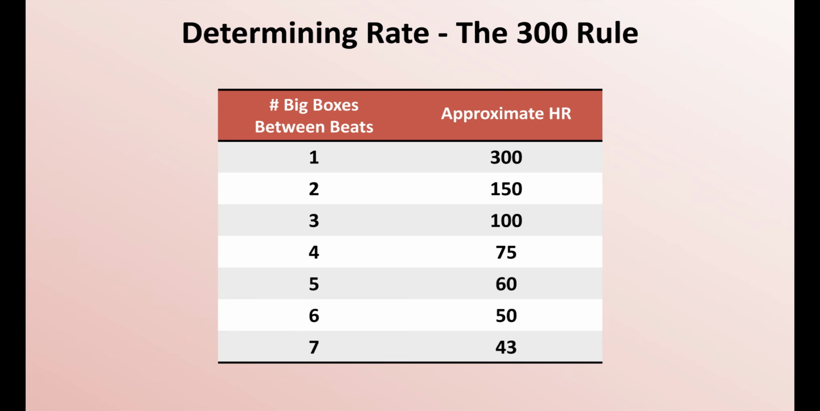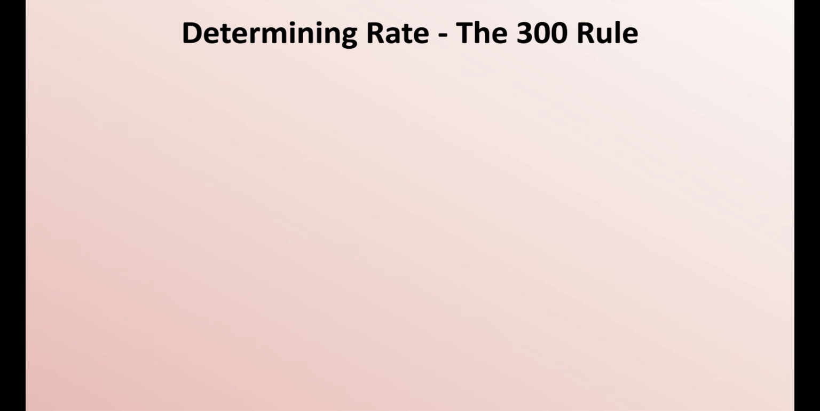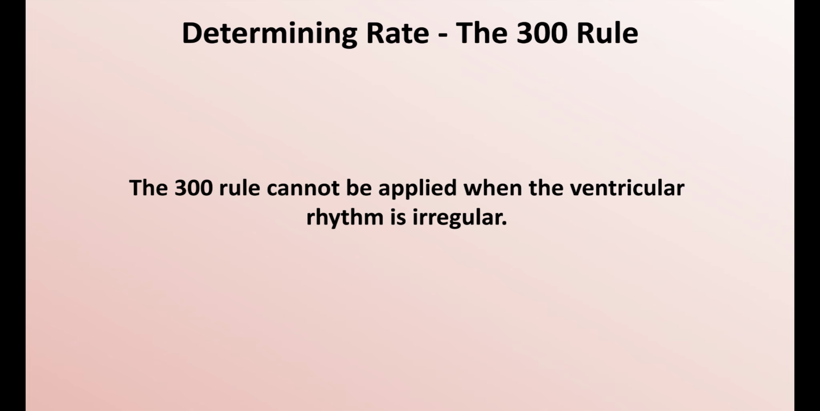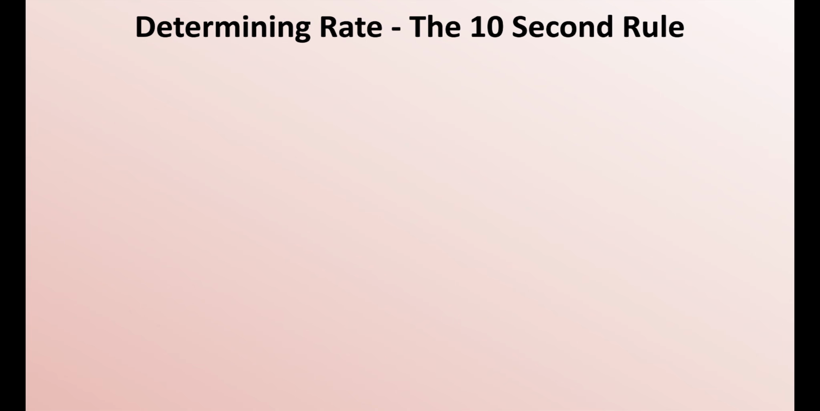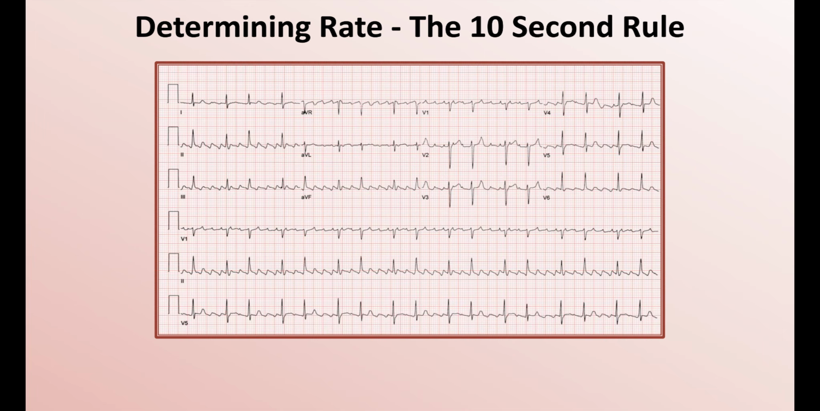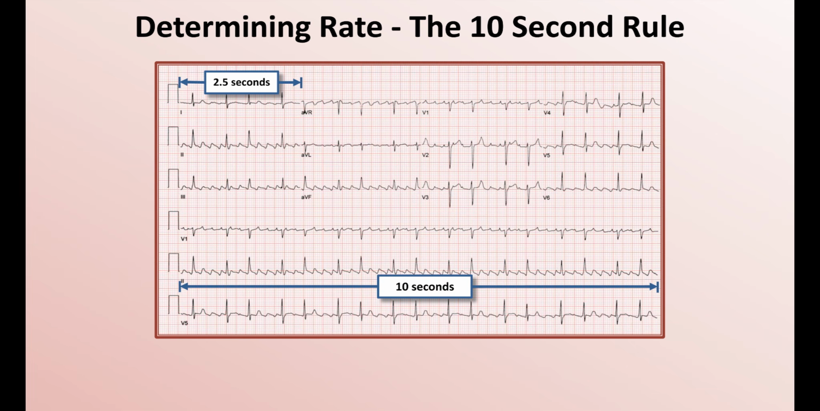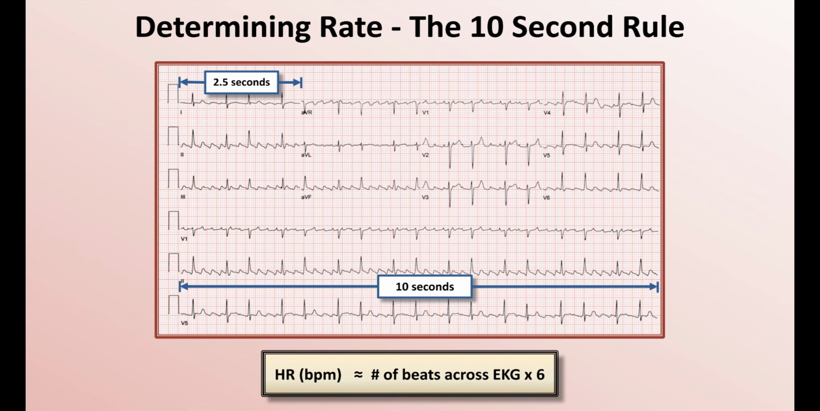An important exclusion criteria to being able to use the 300 rule is that it cannot be applied when the ventricular rhythm is irregular. In this situation, one needs to use the 10-second rule. This rule utilizes the fact that each lead in the traditional 12-lead EKG is recorded for exactly 2.5 seconds. As there are 4 leads across, the EKG duration is 10 seconds. 10 seconds divides into a minute 6 times, therefore the heart rate in beats per minute is approximately equal to the number of beats across the EKG times 6.